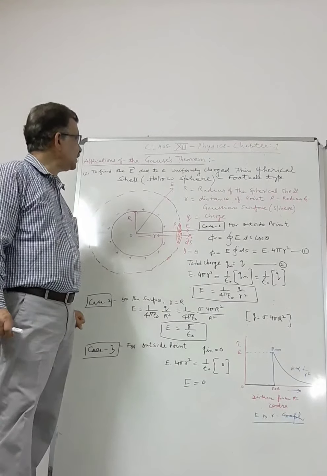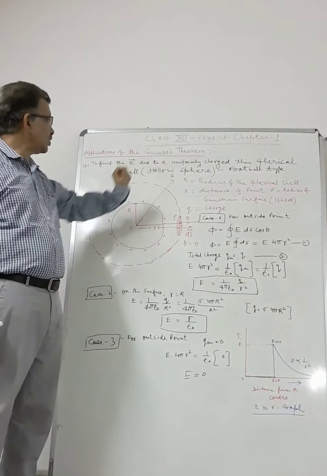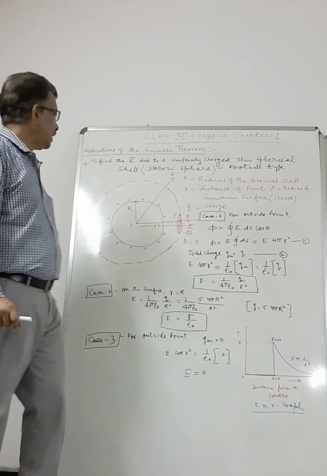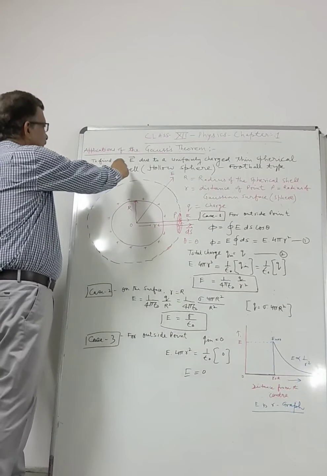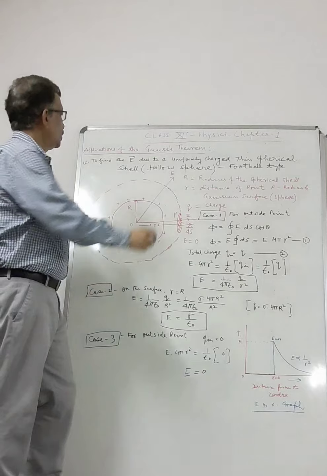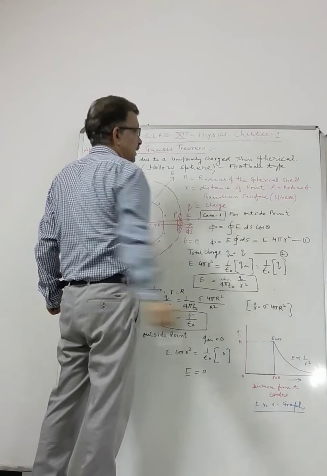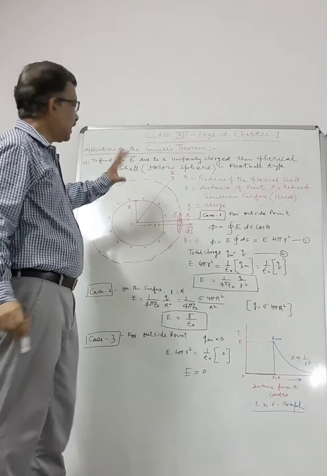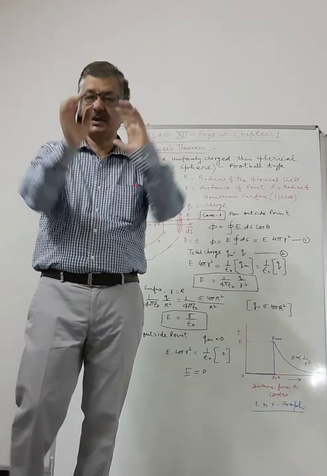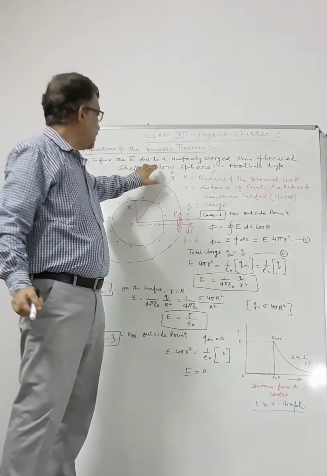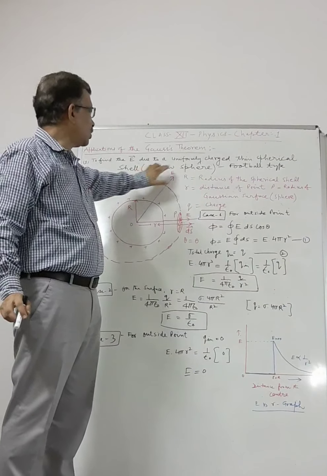Third application of the Gauss's theorem. Here we have to find out the electric field intensity due to a uniformly charged thin spherical shell or hollow sphere.